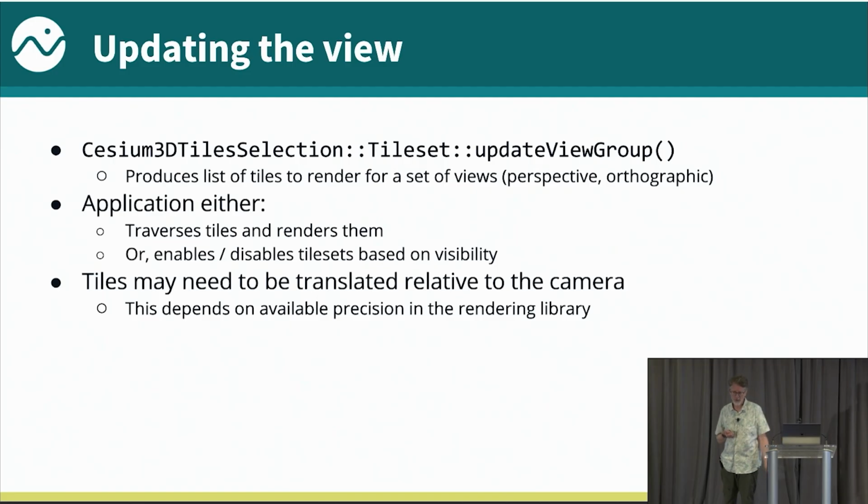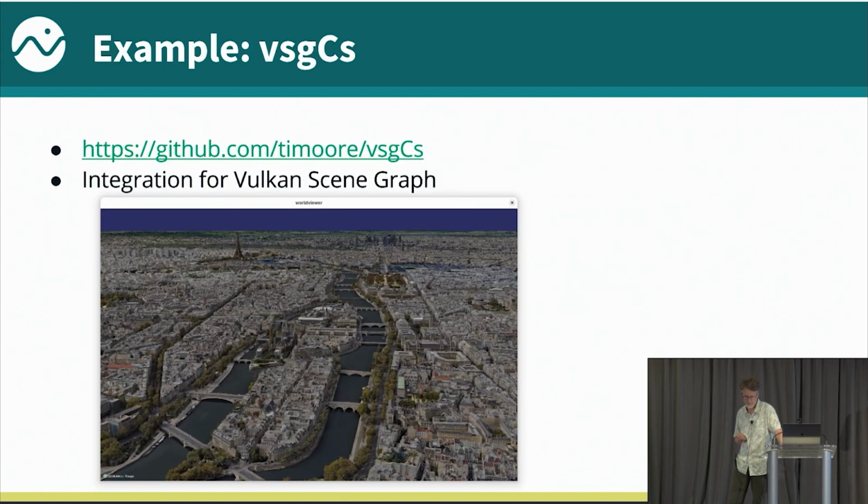Really, the other main part is telling the application what tiles are in view, done with a function called updateViewGroup that produces a big list of tiles. These tiles do contain eventually the data that you created when you prepared the tiles earlier, when they were loaded. And then what you need to do with the tile data, well, again, that's up to you. Because this is all in Earth-centered, Earth-fixed coordinates, they may need to be translated in your system, depending on your system.